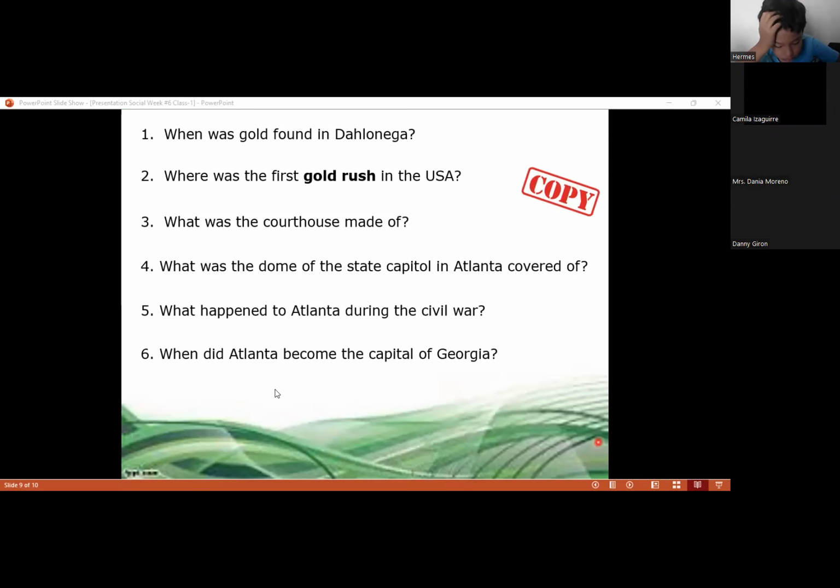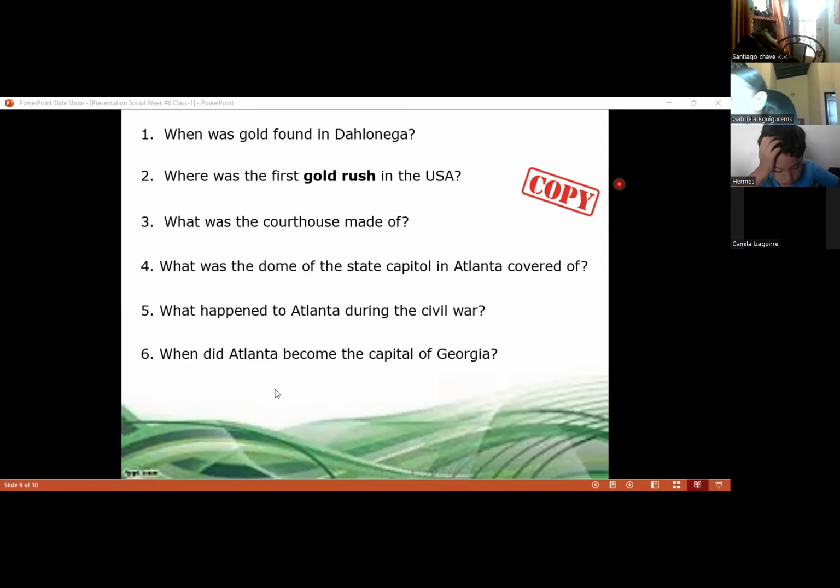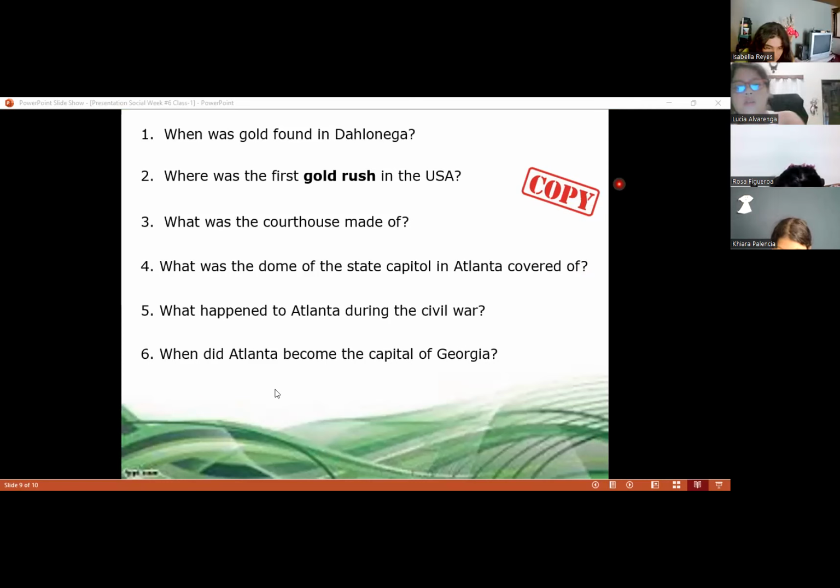So we have question number 1. When was gold found in Dahlonega? This is the date. When? Let's see if you remember it. 1836. Okay, let's see if that's your answer, Lucia. 1828. You are close. Excellent, Lucia. 1828. That was the time that gold was found in Dahlonega.